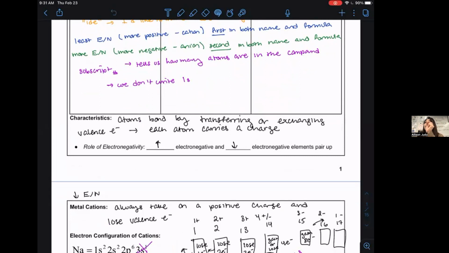You get a full charge because you fully lose or you fully gain an electron, and an electron has a negative charge. So if you fully lose an electron, you now fully carry a more positive charge. If you fully gain an electron, you now carry a fully negative charge, right? And so that's the big idea.